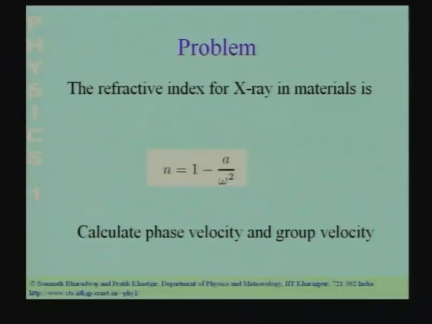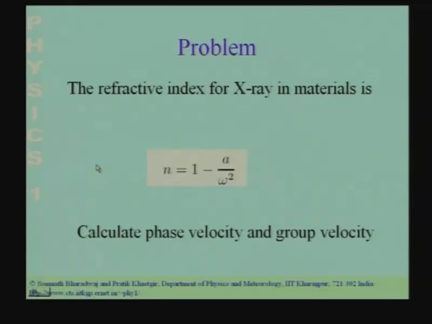So, the speed of light inside a medium, the speed of X-ray, the phase velocity to be precise for X-ray inside a medium, is also more than the speed of light in vacuum. So, the problem which we have been given is to calculate the phase velocity and the group velocity for X-rays inside the material.